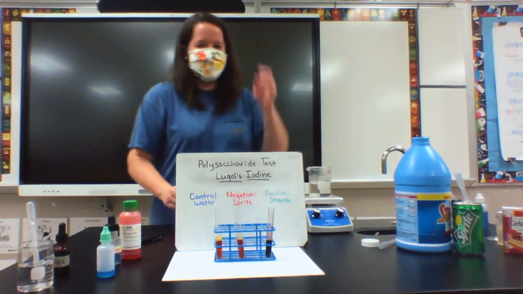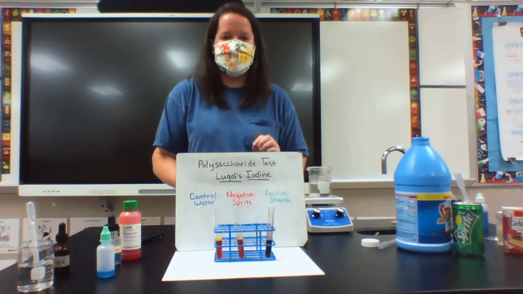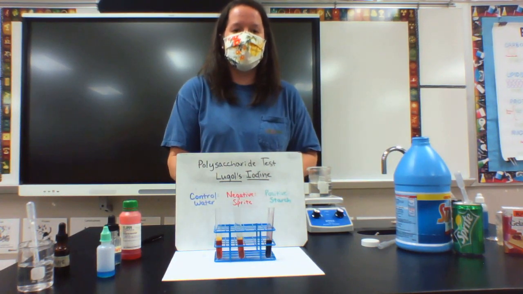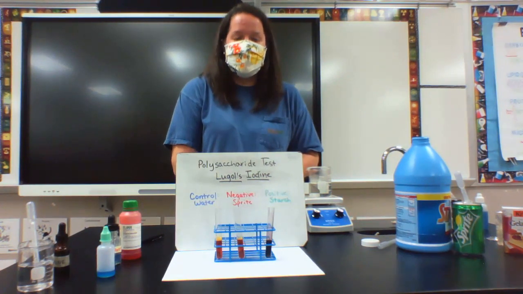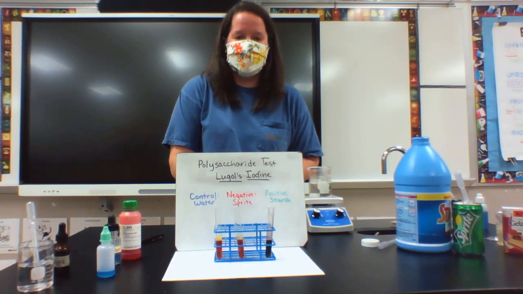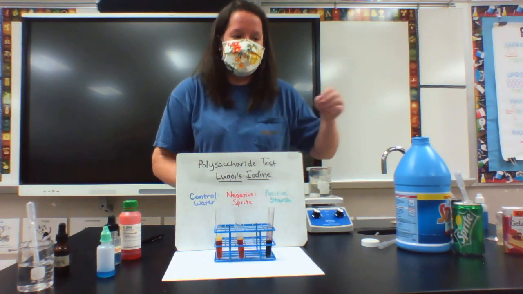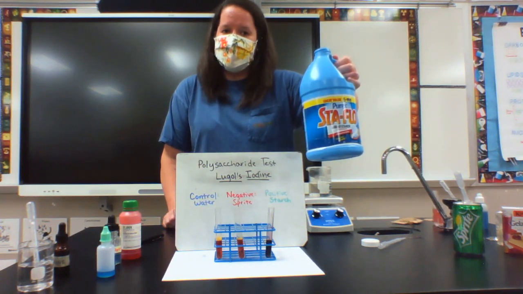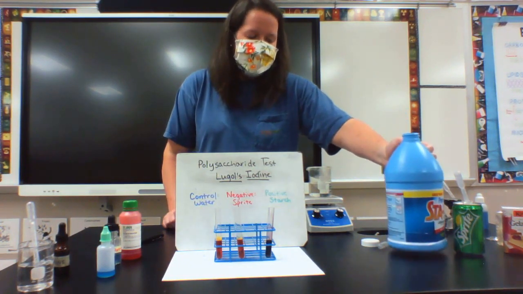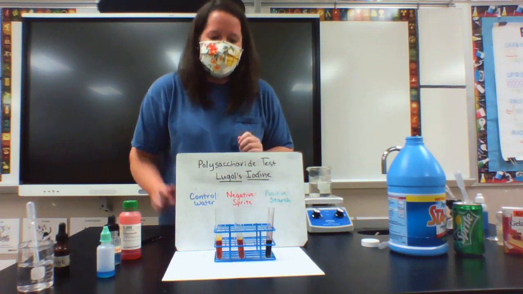Our last test is the polysaccharide test. So here we've got the control water. Our negative is Sprite. Sprite contains glucose, which is a monosaccharide, like we saw in the previous test. Our positive is going to be starch solution that you might use to clean your clothes with. So you can just find that in the laundry aisle.